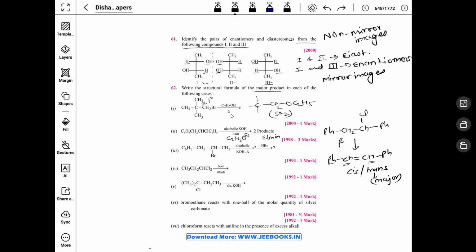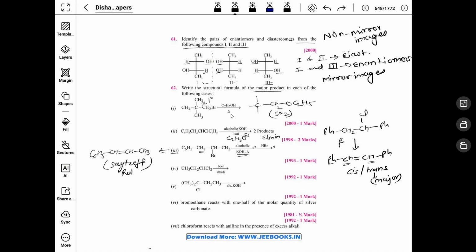Now moving to question number 3. The first reaction is with alcoholic KOH and then HBr. So we can say that the first reaction is giving the alkene. Let's draw the alkene directly. Abstraction of this proton will give you this, and this is the Saytzeff product.